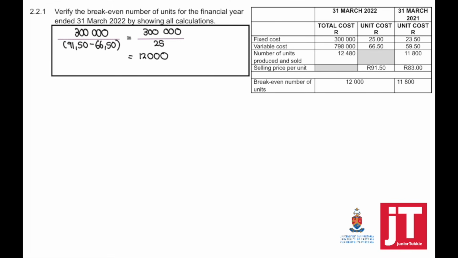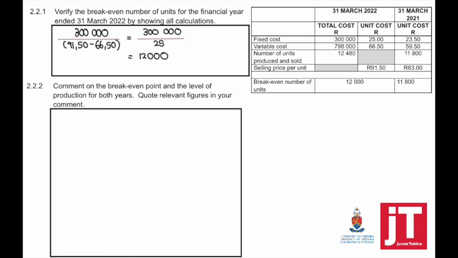So this is just another way of asking the break-even point. They provided it to you. Now you just need to verify that that was correctly calculated. To comment on the break-even point and the level of production for both years, we have to compare the break-even point from last year to this year. We compare the number of units produced and sold from last year to this year. And then we compare the break-even point with the number of units produced and sold for each year to see if we made a profit or a loss. Did we break even? Did we cover our cost?